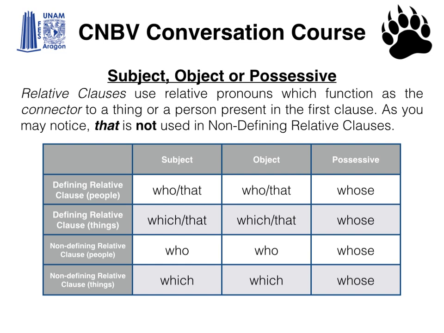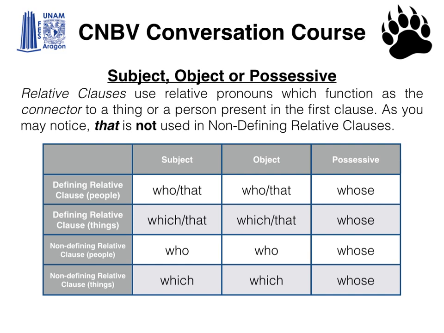For example, we have the defining relative clause for people: for the subject, in that case, it will be who or that. For the object, it will also be who or that. And for the possessive, it will be whose. For defining relative clauses for things, which or that is the choice for the subject, for the object it is which or that as well, and for the possessive it is whose.